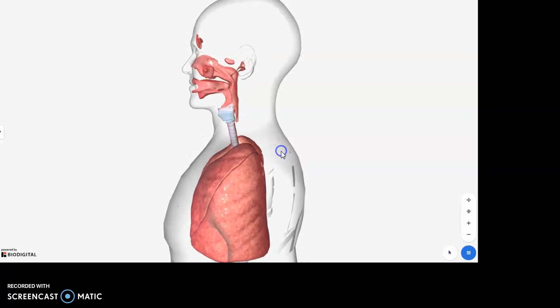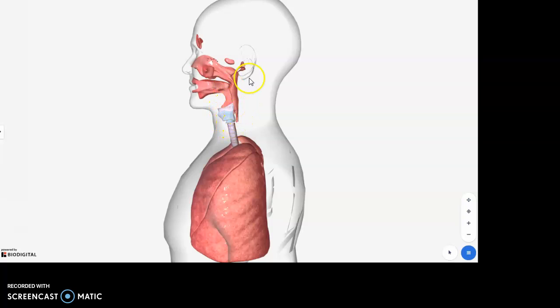And then we have our pharynx, and the pharynx is the correct medical term for our throat, and the pharynx is a passage for air and food, and it's divided into three portions. So we have the nasal pharynx, which connects from the nasal cavity. We have our oral pharynx, which connects from our oral cavity. And then we have our laryngeal pharynx. And then we have the larynx.